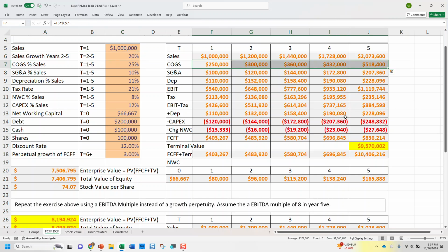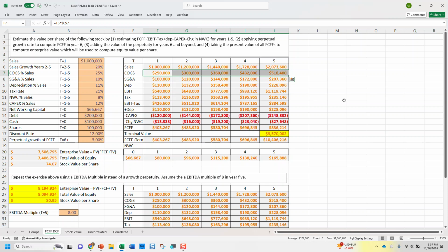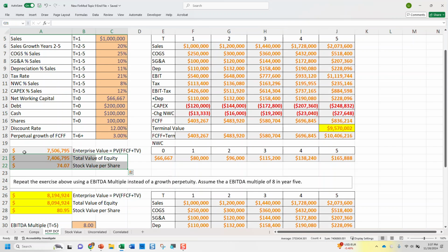Now, in reality, looking at this model in hindsight, if I was growing at 20% a year, here's what I probably should have done. I probably should have done years 6, 7, 8, 9, 10 and taken it from 20 to 15 to 10 to 5 to 3, just using those growth rates. And then once I get to 3, I can apply a growth perpetuity. So I should maybe have gone out to maybe 9 years. But it's the model I put together.